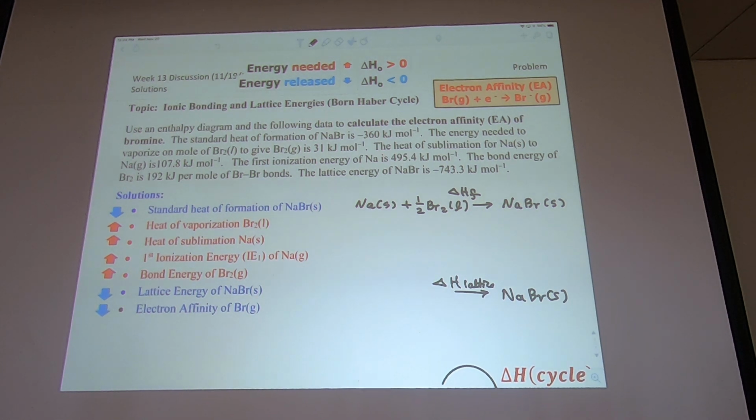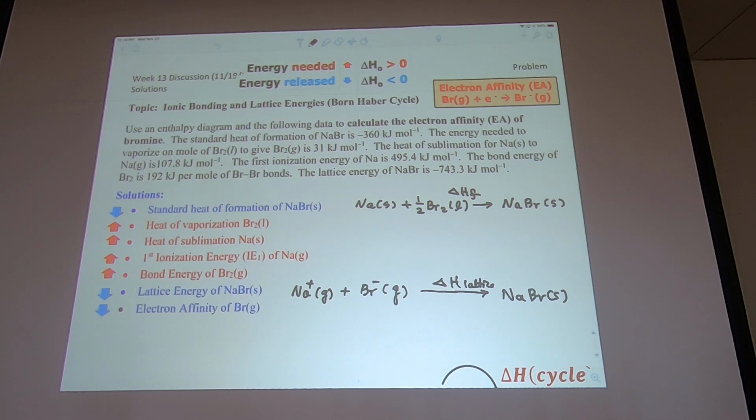So what's the contrasting state before they become sodium bromide? You want to make a guess? We are talking about sodium plus as a gas and bromine minus as a gas.